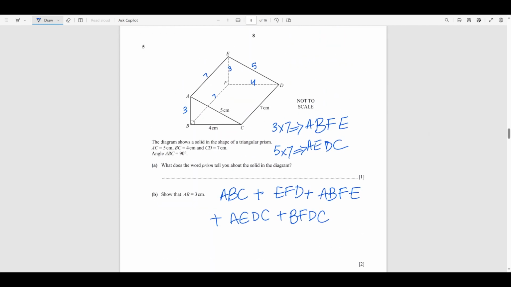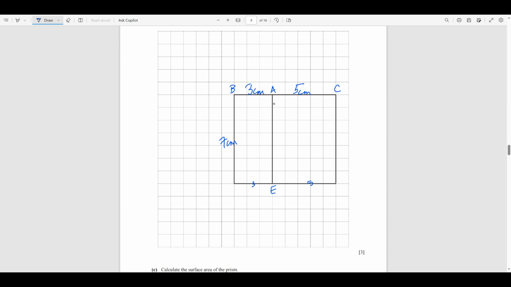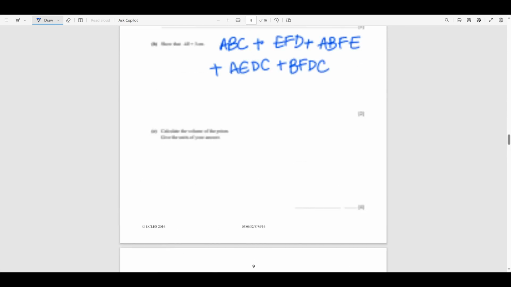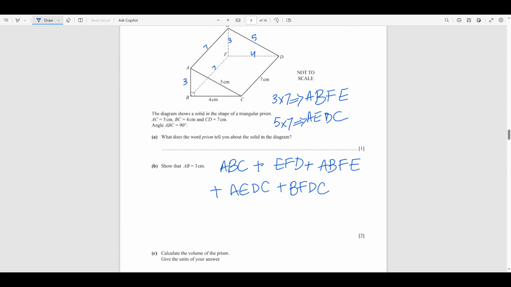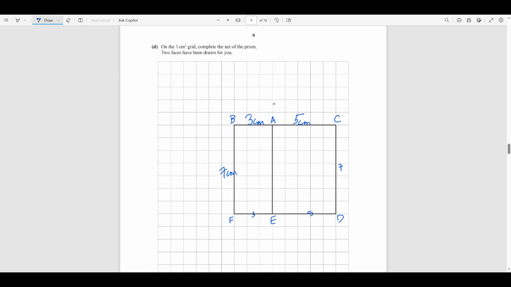Right. So E and F are 3 units away and E and D are 5 units away. Now let's see if BF is the same as 7. So yeah, BF is 7 and also CD should be 7, right? So CD is also 7. So we have verified our net up to here.